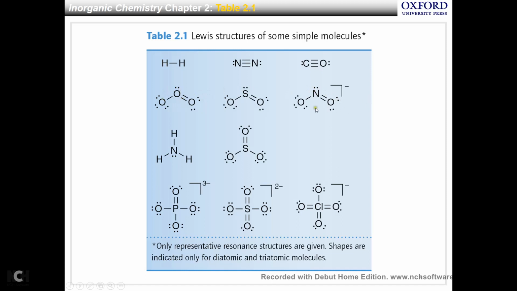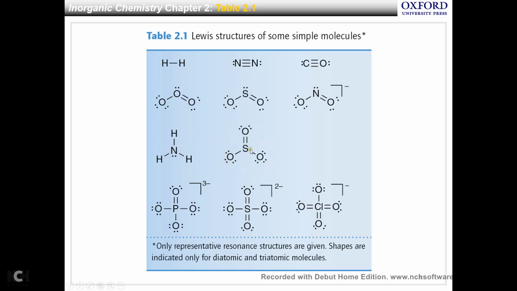Both ozone and this NO2 minus have a resonance structure. Basically, just swap the situation between these 2 oxygen atoms. So you can put the double bond here, and then you can put 1 additional lone pair here. Same here, put the double bond here, and give this additional lone pair to the oxygen on the right. Nitrogen is surrounded by 8 valence electrons here, and this is SO3.